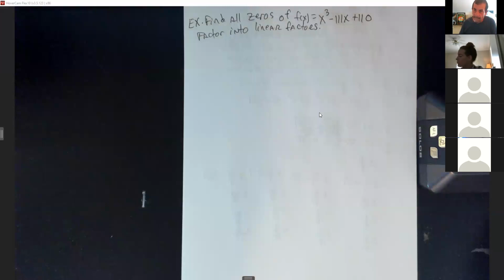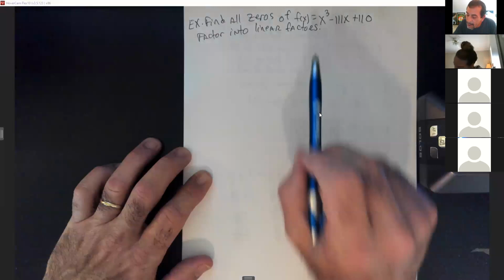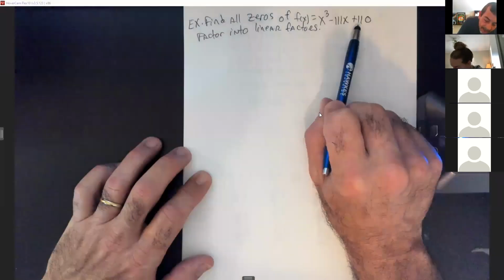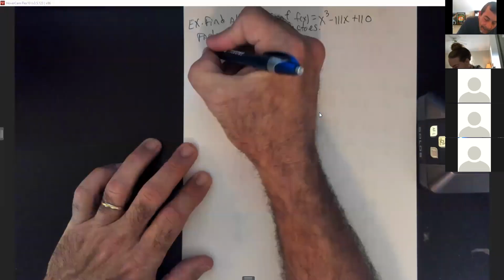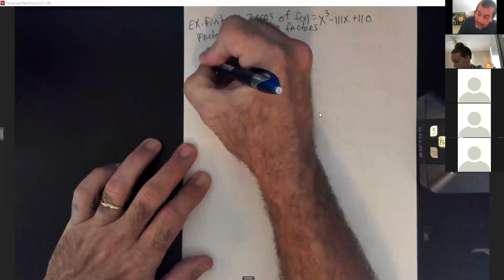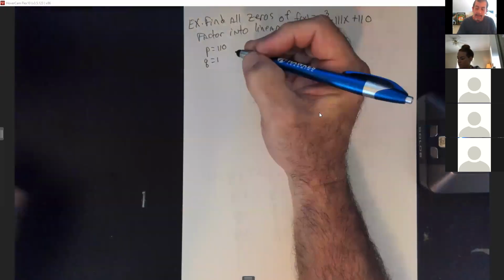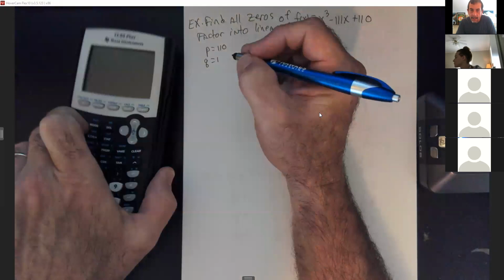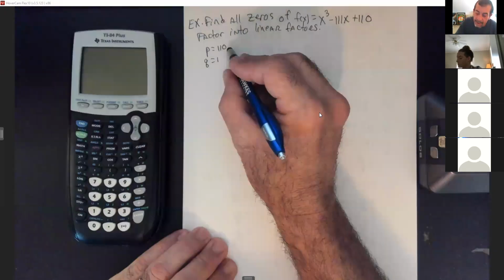So we're going to find all zeros. So my last number is 110, so that would be my P. And my Q would equal my first number, which is a 1. So what all I need on this problem are all the factors of 110.